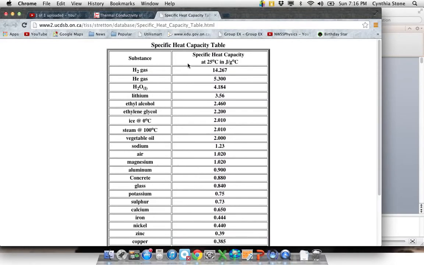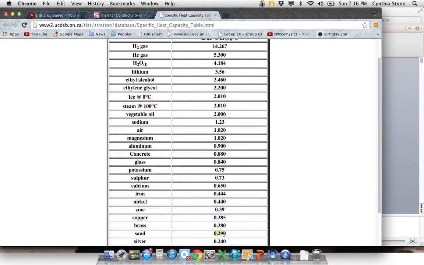I'm just Googling a table. So this has a specific heat capacity table. And what this tells me, these are more uncommon, but say I take water. Water has a number of 4. That means it takes 4 joules to warm up 1, in this case, gram by 1 Celsius. If I look down at glass, it takes 0.84. Or a common thing might be sand. See, sand, 0.29.